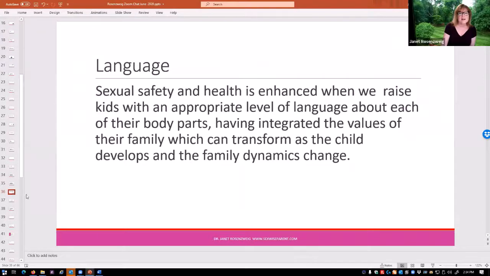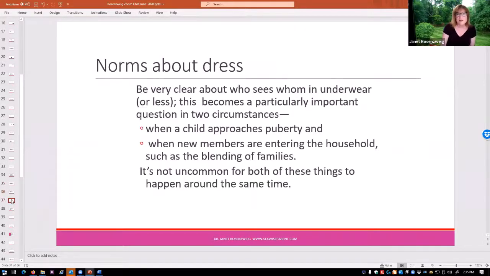Sexual health and safety is enhanced when we give kids the appropriate level of language about each of their body parts and what that specifically means.